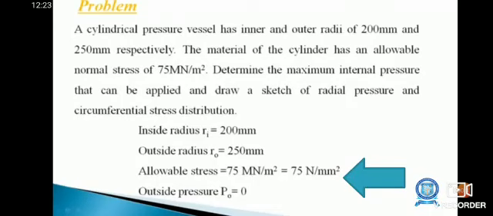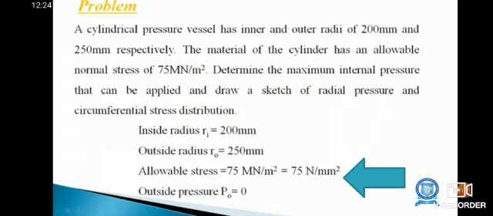Problem. A cylindrical pressure vessel has inner and outer radius of 200 mm and 250 mm respectively. The material of the cylinder has an allowable normal stress of 75 meganewton per meter square. Determine the maximum internal pressure that can be applied and draw a sketch of radial pressure and circumferential stress distributions. So that is the problem.